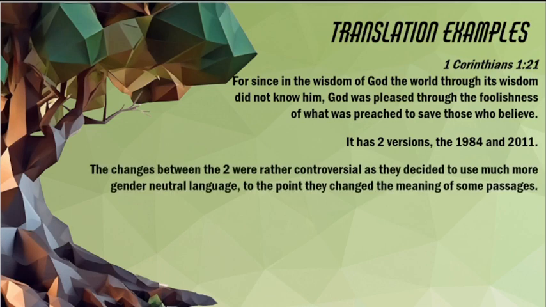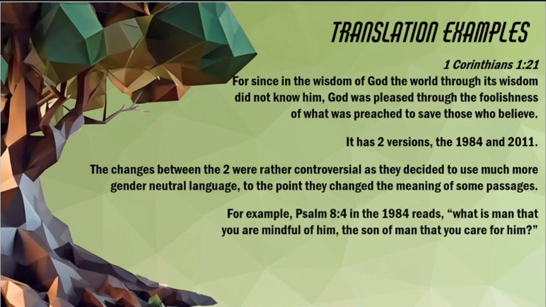The changes between the two were actually very controversial. They decided to use much more gender-neutral language, but it was not like with NASB recently. It's actually to the point that they changed the meaning of some passages and almost took more of a political stance with how they translated pronouns and words referring to God. They were a lot more aggressive about the gender-neutral language. And so because of this, there were definitely some issues. For example, Psalm 8:4 in the 1984 reads, what is man that you are mindful of him, the son of man that you care for him? Now listen to how the 2011 reads, because this is a very key example here.